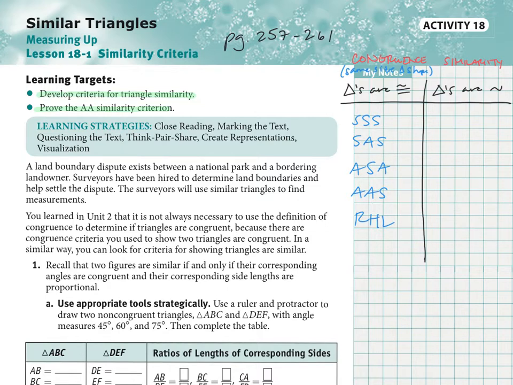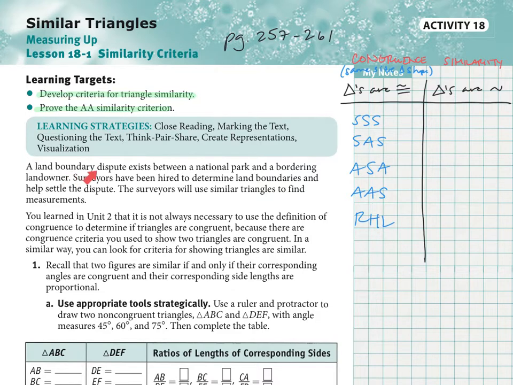So now what we're going to start investigating today is, how do we show triangles are similar to each other? Are we going to be using some of these same methods? Or are we going to be using different methods? So keep this kind of chart in mind. We're going to be coming back to it. Let's go ahead and start reading our background information that's going to tie all this together.